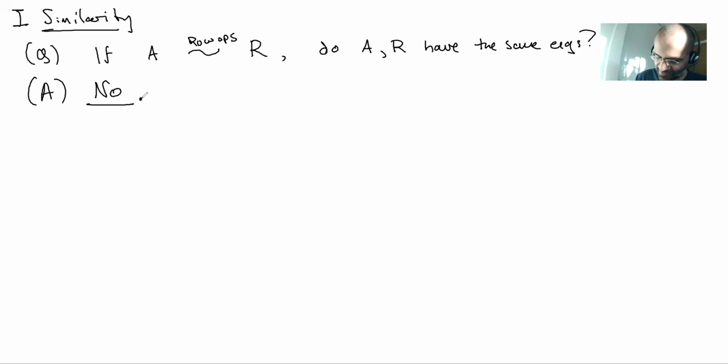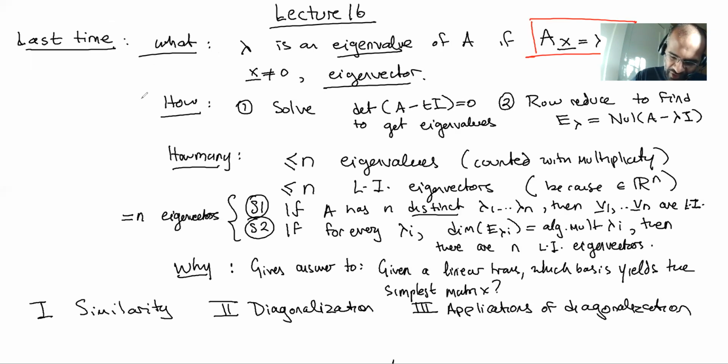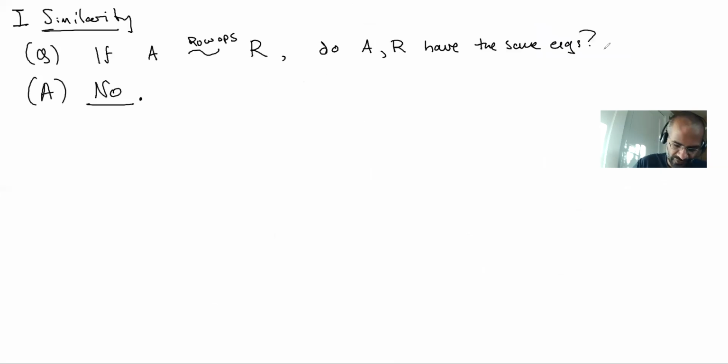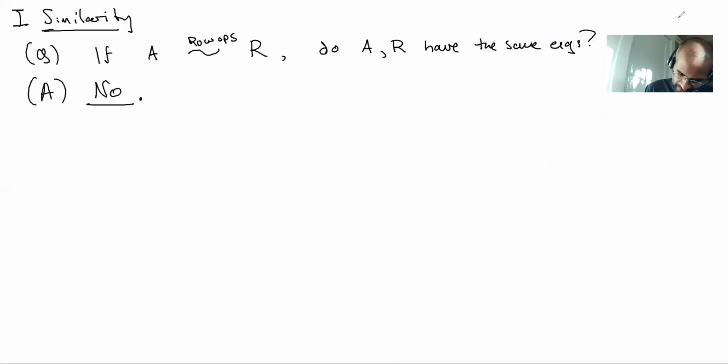By the way, the reason it doesn't, a priori, is that this equation is not a linear system, right? Ax equals lambda x is not a linear system. So row operations don't have to preserve the solutions. But can anybody think of an example?